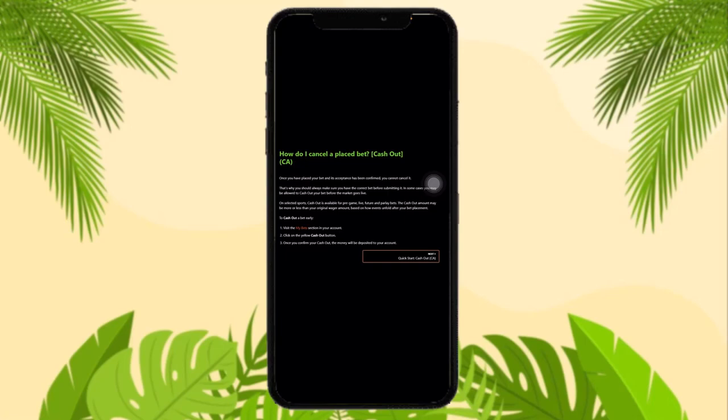In some cases, you may be allowed to cash out your bet before the market goes live. On selected sports, cash out is available for pre-game, live, future, and parlay bets. The cash out amount may be more or less than your original wager amount based on how events unfold after your bet placement. To cash out a bet early, visit the My Bets section in your account. Click on the yellow cash out button. Once you confirm your cash out, the money will be deposited in your account.